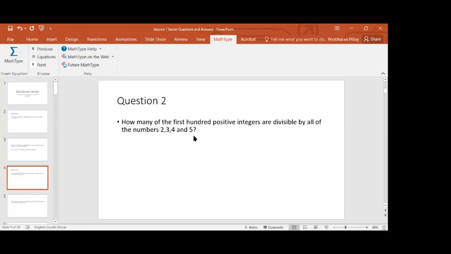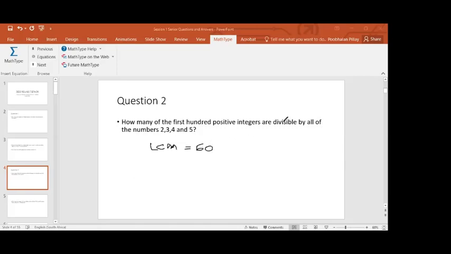Question 2: how many of the first 100 positive integers are divisible by all of 2, 3, 4, and 5? Right, so if the numbers are divisible by all of 2, 3, 4, and 5, it means the LCM, the lowest common multiple of 2, 3, 4, and 5, which if you calculate it, you will see is 60.